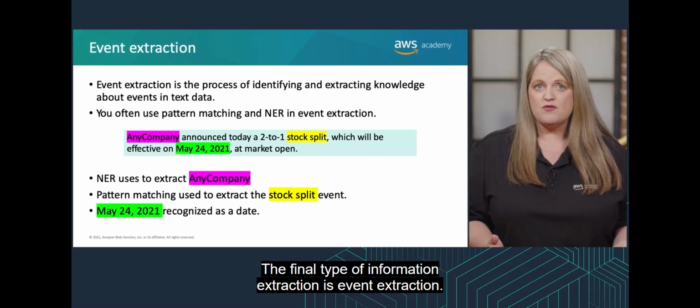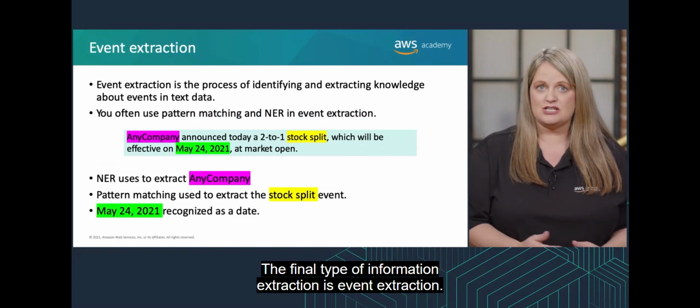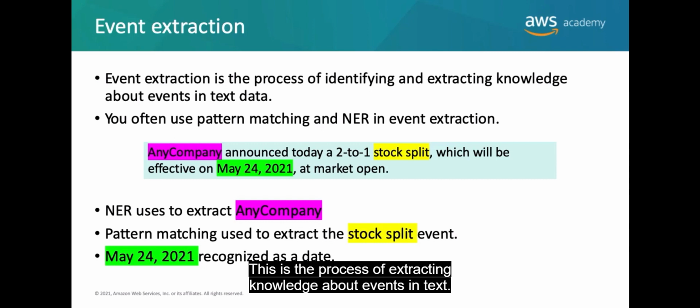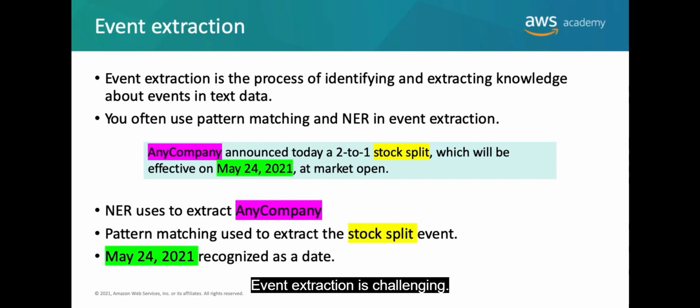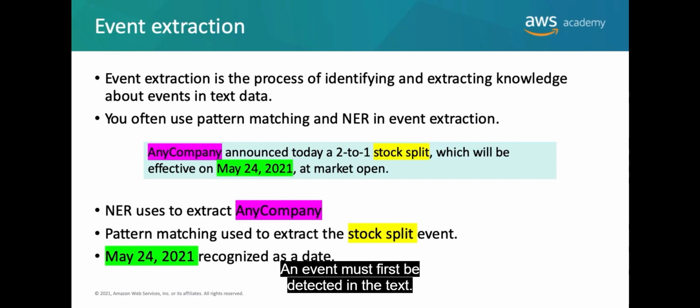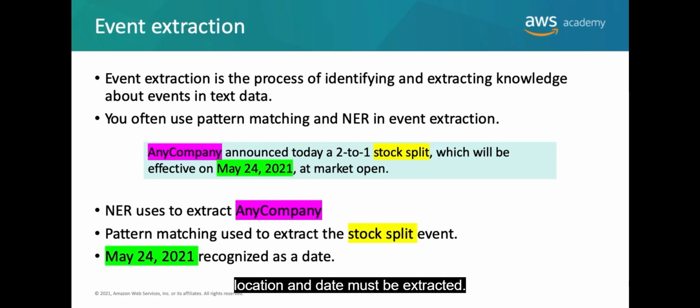The final type of information extraction is event extraction. This is the process of extracting knowledge about events in text. Events can be anything from meetings to stock price changes to elections. Event extraction is challenging. An event must first be detected in the text. Then, the key event information, such as participants, location, and date, must be extracted.